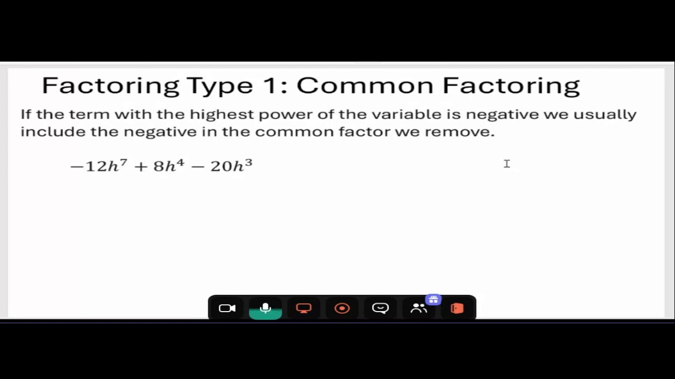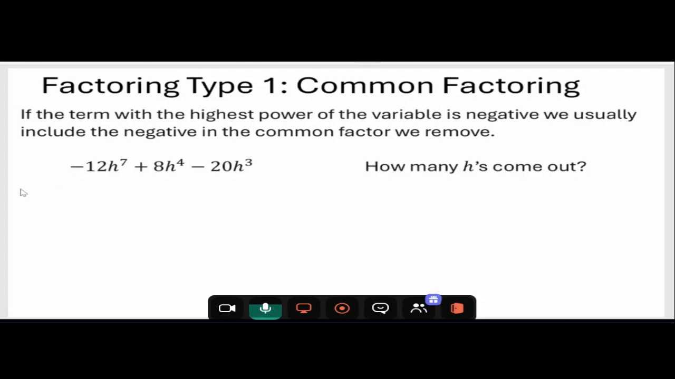If you have a negative on the highest power of the variable, we don't like that. Math people don't like their highest term of the variable to be negative if they can help it at all. And for reasons that you won't discover until you're in the 70-level math courses, and when you'll see why this is actually really important, when the highest power of the variable is negative, we take that negative out with the common factor. So here you see we have an h to the 7, an h to the 4, and an h to the 3. The highest power of the variable, h to the 7, is a negative term. So when we common factor, that negative is going to come with it.